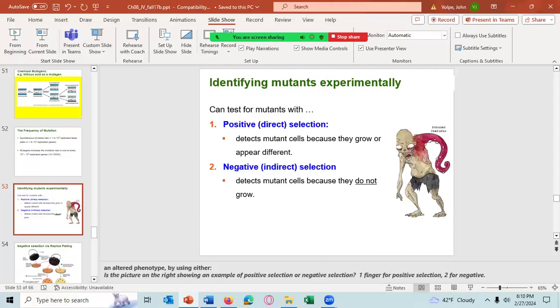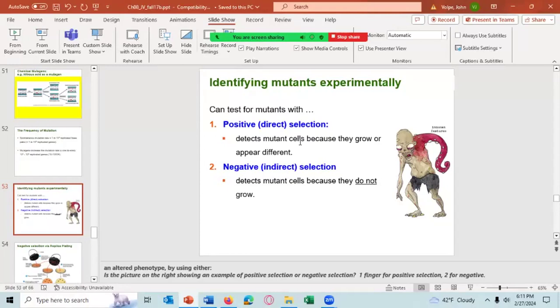All right, we can test for the production of mutants by identifying the mutant experimentally. There are 2 ways to test. There's a positive or direct selection and a negative or indirect selection. A positive direct selection detects mutant cells because they grow or appear different. So if anyone were to watch this walking down the street, they'd say, yep, there goes a mutant. And that would be a positive direct selection. Any question about any of that?